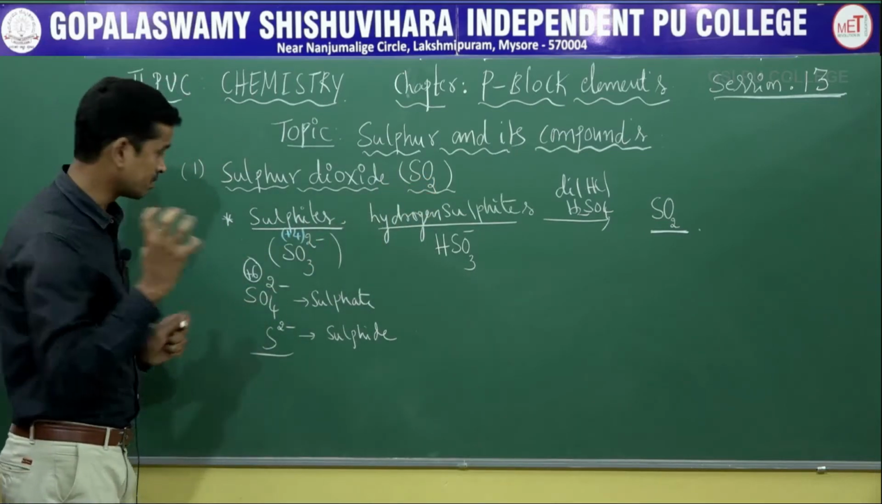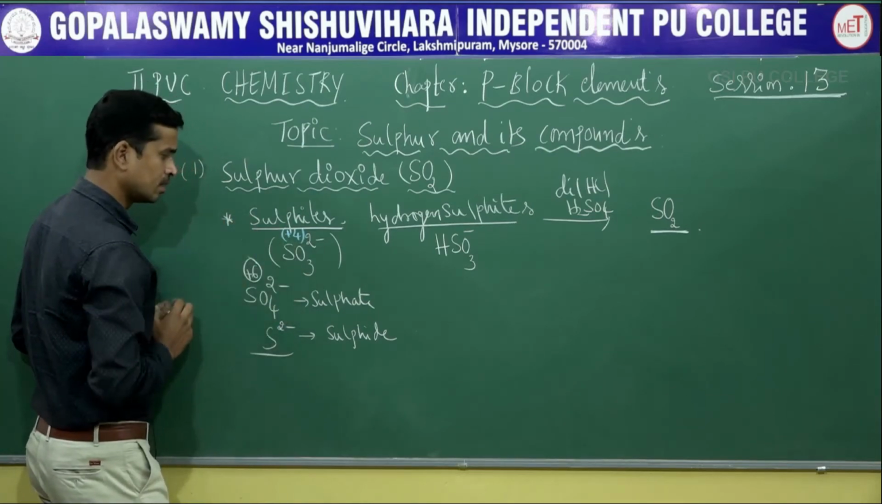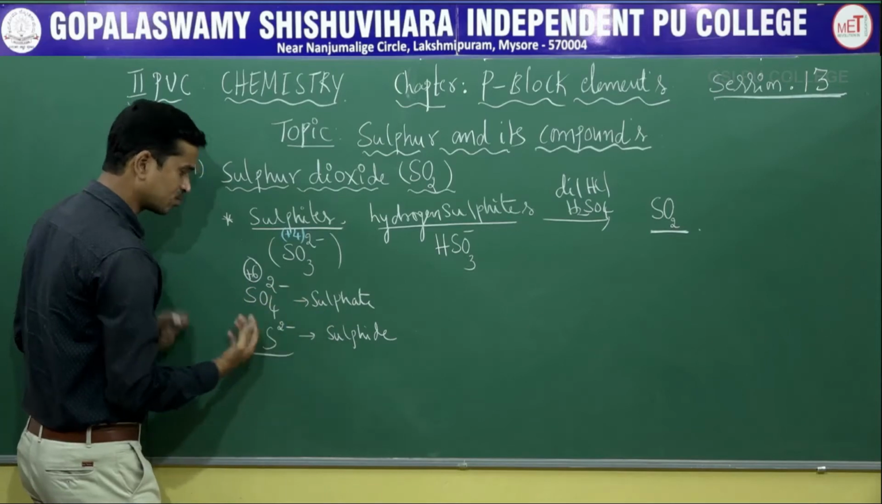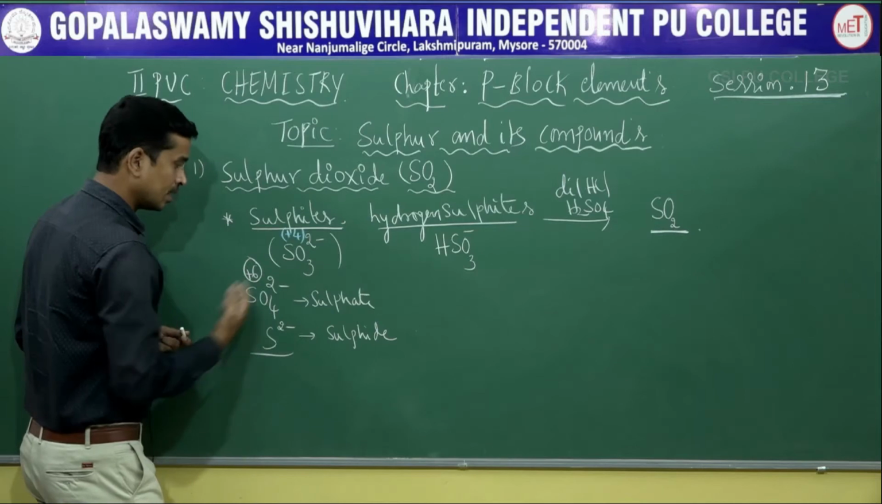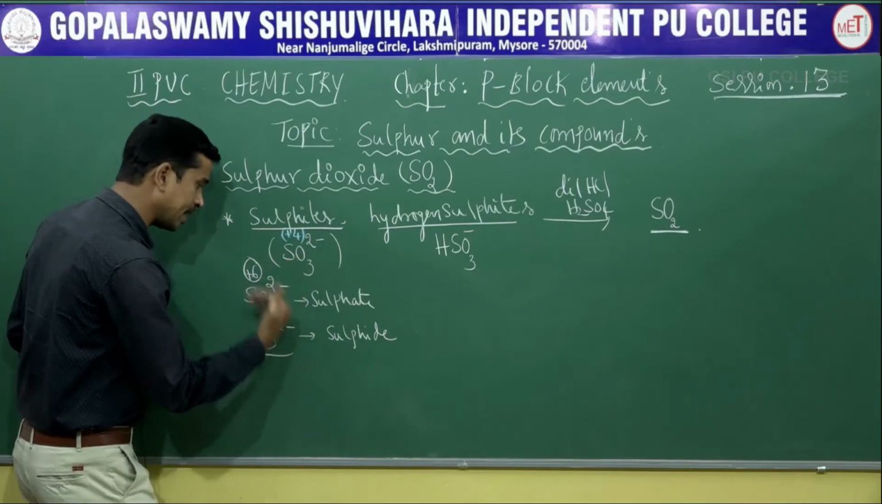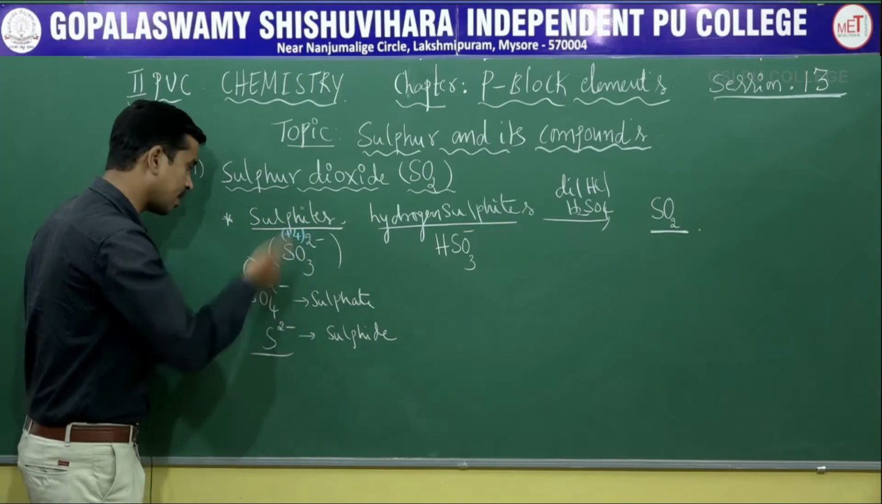In this, you have to understand an important concept. Sulfite: what is the formula? SO3 2 minus. What is meant by sulfate? SO4 2 minus. What is meant by sulfide? S2 minus. Sulfite, sulfate and sulfide differ only in the oxidation state of sulfur.